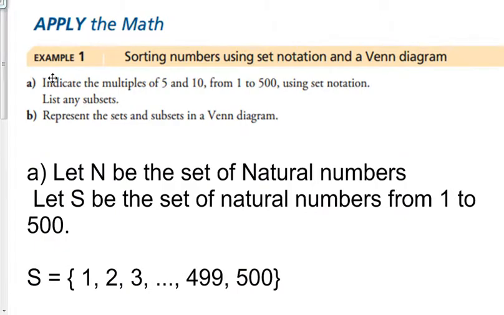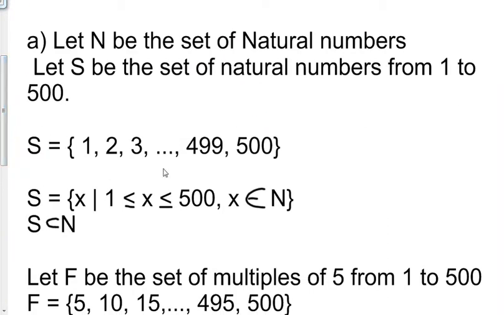Here's an example. Sort the numbers using set notation and a Venn diagram. Indicate the multiples of 5 and 10 from 1 to 500 using set notation. List any subsets. So I let n be the set of natural numbers, and then I let s be the set of natural numbers from 1 to 500. So here's s, all of the natural numbers from 1 to 500. Then s is equal to our variable x, such that x is between 1 and 500, where x is part of the natural numbers. So s is a subset of n.